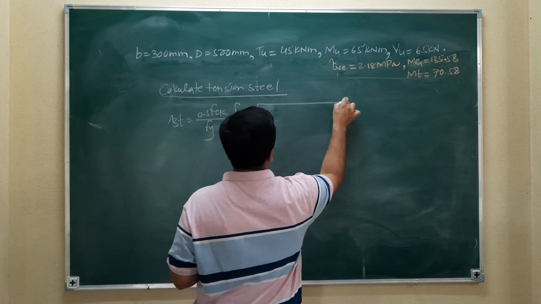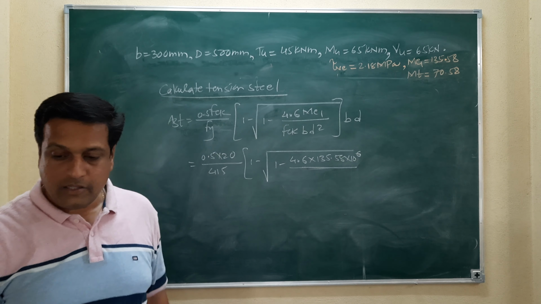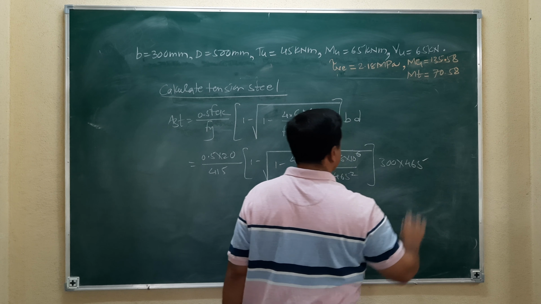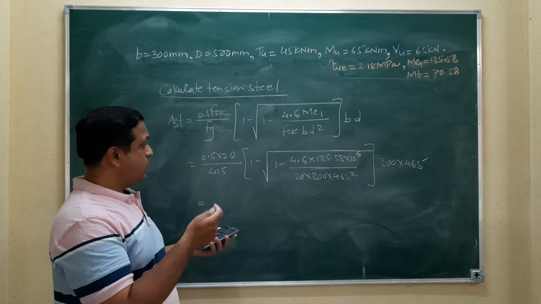ME1 is 135.58. You have to convert this value into Newton mm. And FCK is 20, width is 300, depth is 465 squared, 300 into 465. Now, what is the value? I will try to calculate it: 4.6 divided by 20 into 10 into 465 into 465.